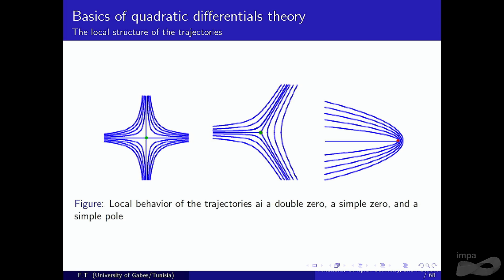Here on the left, as you can see in green, it's a double zero, since we have 4 trajectories emanating from it. In the middle, we have a simple zero. We have 3 trajectories. And then we have a simple pole, just one trajectory.